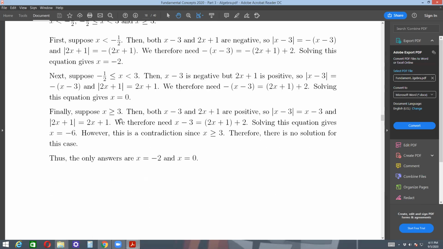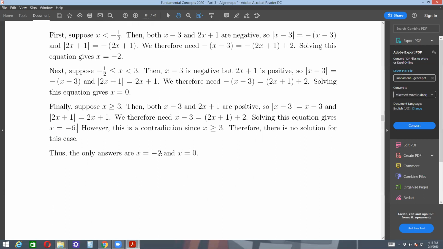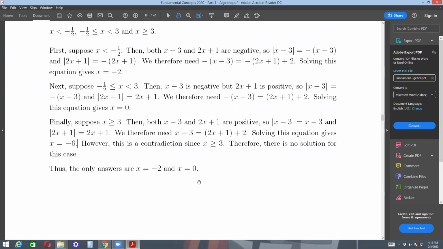All right, last interval to check is x is greater than or equal to 3. So they're both positive, so we could just drop the modulus signs and work it out. Now, when we solve this, this time we get x is minus 6, which is a problem, right? Because x is greater than or equal to 3. Minus 6 is not greater than or equal to 3. So this is a contradiction. It means that in this case, there's no solution. So the only answers are x is equal to minus 2 and x is equal to 0.